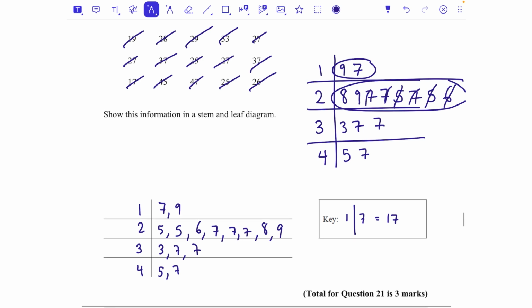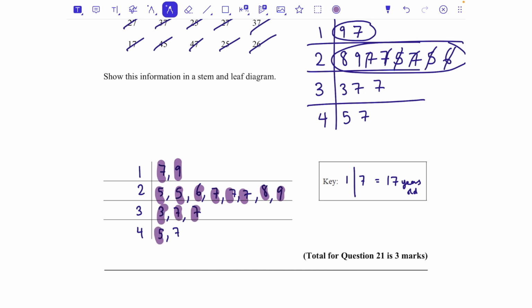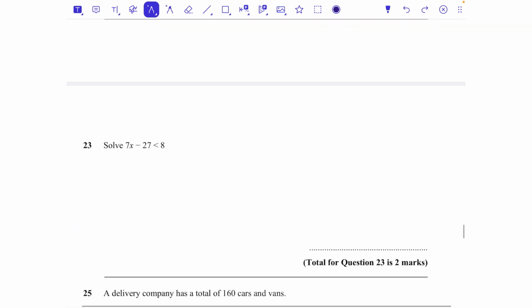And this is ages, so 17 years old. You don't need that, so don't worry too much if you haven't put that in there. And that's now in order. Last thing I would do is check. We know that they asked 15 people. So 1, 2, 3, 4, 5, 6, 7, 8, 9, 10, 11, 12, 13, 14, 15. That's perfect. Just a good way of checking that you haven't missed any, or hopefully haven't missed any. So there we go, 15 there.